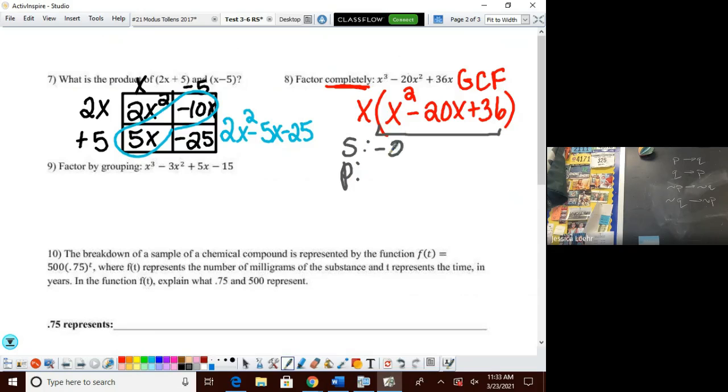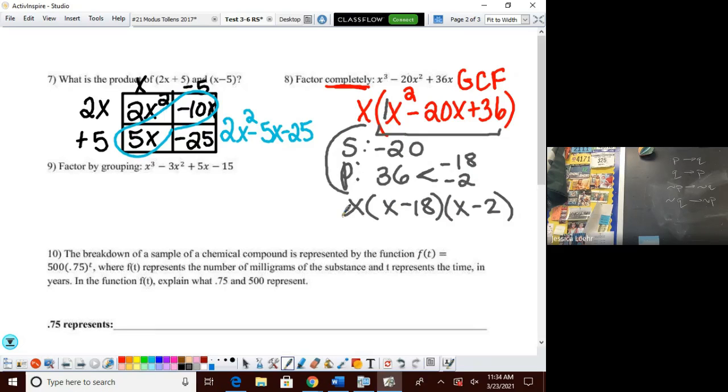The sum is negative 20, the product is 36. So you have to find a pair of numbers that multiplies to positive 36 and adds to negative 20. The pair was negative 18 and negative 2. This has an imaginary 1 in front of the x squared, so you can use your shortcut to factor that bubble. X minus 18, x minus 2, and then you have to bring down that x GCF from the beginning.